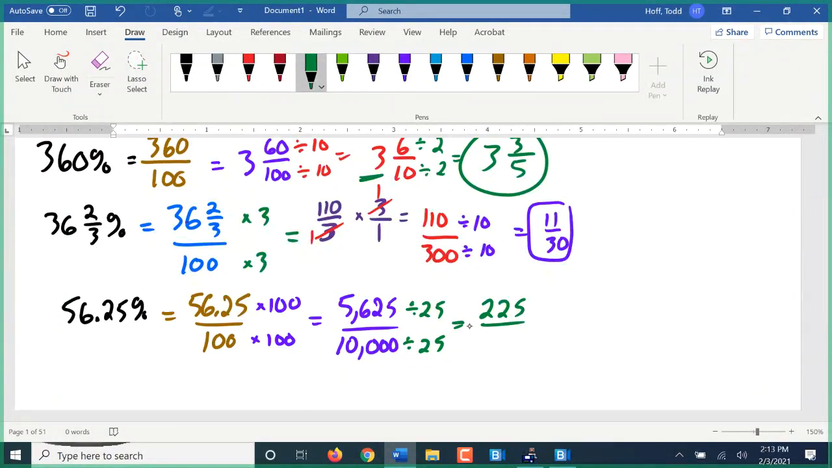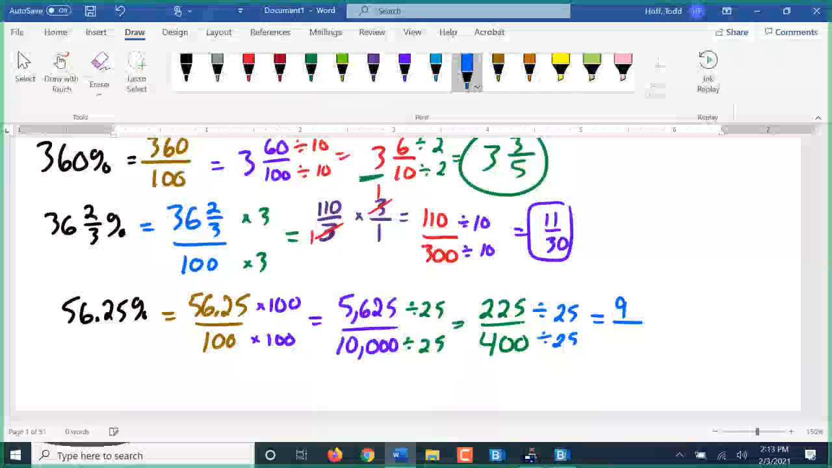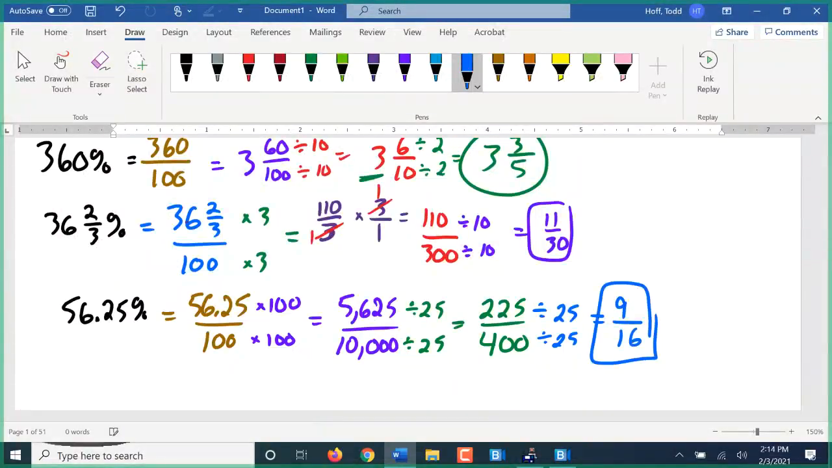10,000 divided by 25 is 400. They can both still be divided by 5 or 25. There you go. 225 divided by 25 is 9. 400 divided by 25 is 16. So 56.25% is 9 out of 16. Any questions there?